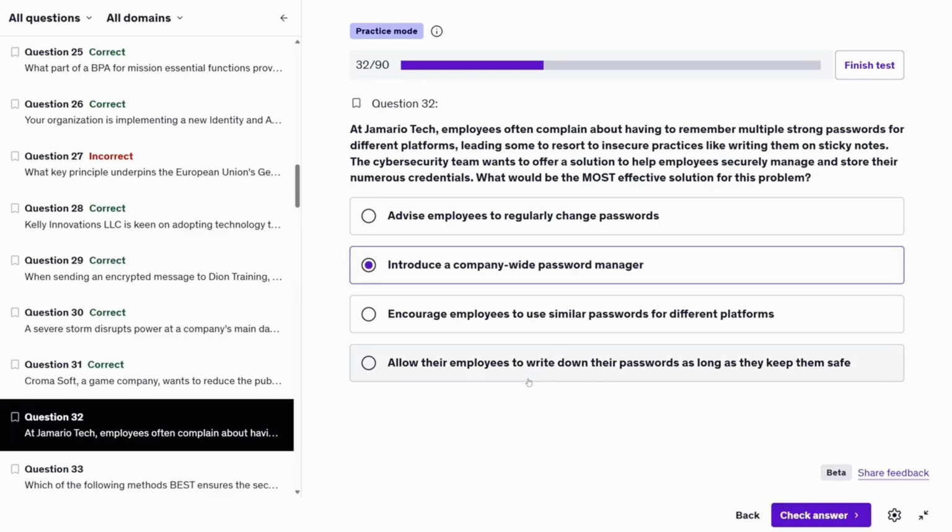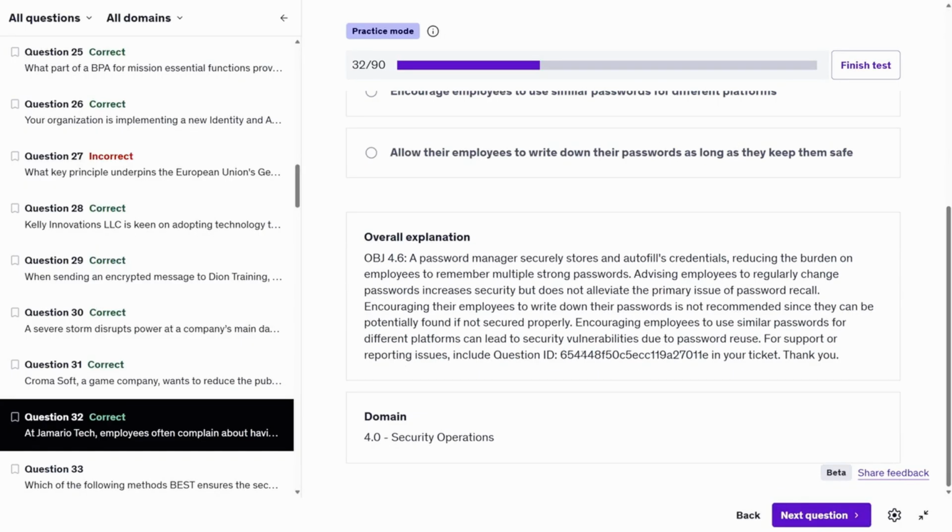And this would be to introduce a company-wide password manager. A password manager securely stores and autofills credentials, reducing the burden on employees to remember multiple strong passwords. Advising employees to regularly change passwords increases security, but does not alleviate the primary issue of password recall. Encouraging employees to write down their passwords is not recommended since they can potentially be found if not secured properly. And encouraging employees to use similar passwords for different platforms can lead to security vulnerabilities due to password reuse.